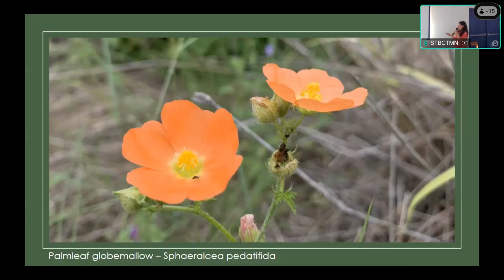This is palm leaf globe mallow. This is in the family Malvaceae. This is more for the plant nerds like me out there. Whenever I saw this plant out at Sal, I was so excited. I'd never seen a globe mallow before. I'd only seen it in the pictures of plants of deep South Texas, and it was so exciting for me to finally see this plant.